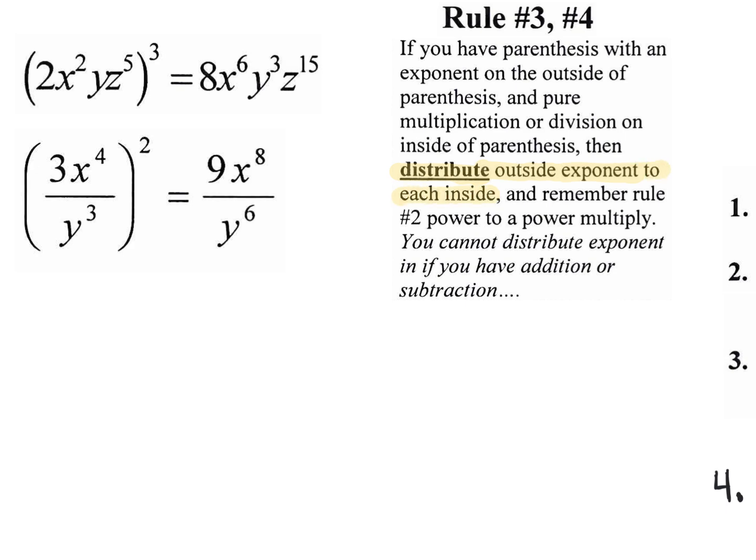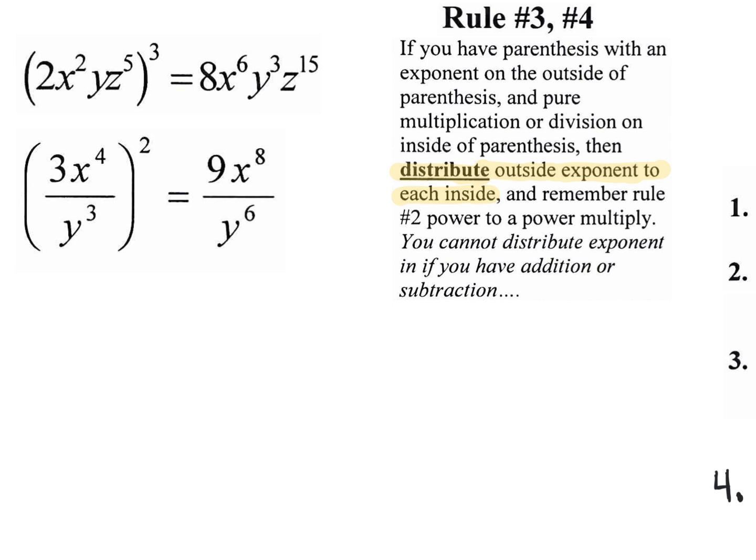Okay, so if you're just jotting down some quick notes, rule 4 is the same thing as rule 3. I would write down distribute the outside exponent to each inside exponent. Okay. So just write down distribute the outside exponent to each inside exponent. And you should already know that a power to a power you multiply. So right here where I highlighted, distribute outside exponent to each inside, but also add the word exponent.